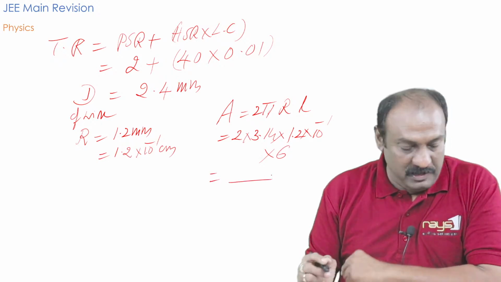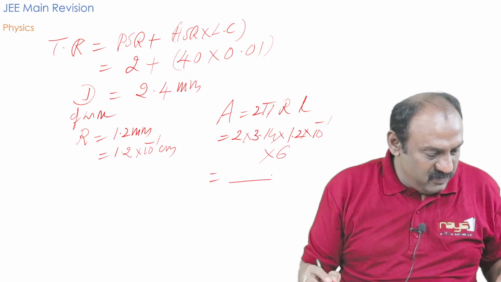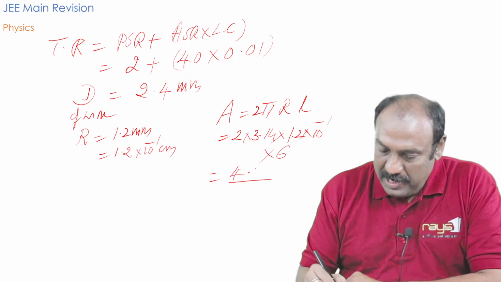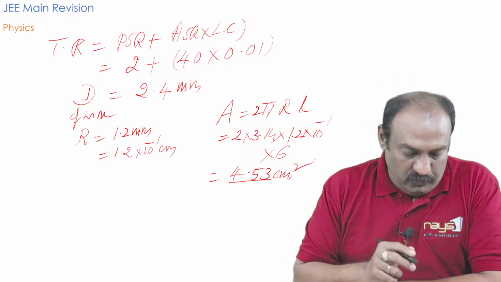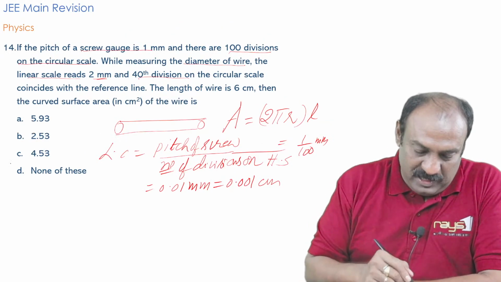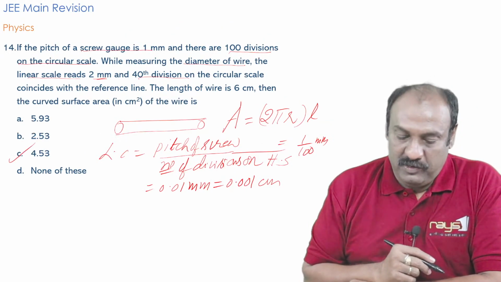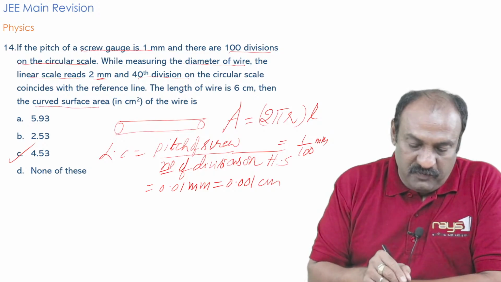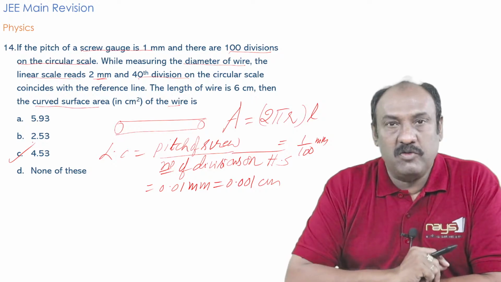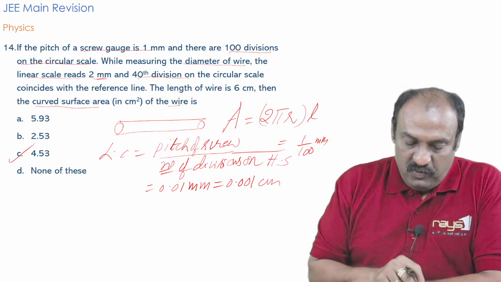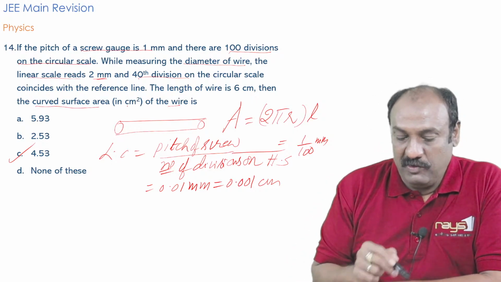Do the calculation. After calculation we get the value 4.53 centimeter square. So 4.53 centimeter square is the answer for question number 14. So the curved surface area of the given wire in between the two screws of the screw gauge is 4.53 centimeter square. We want the answer.